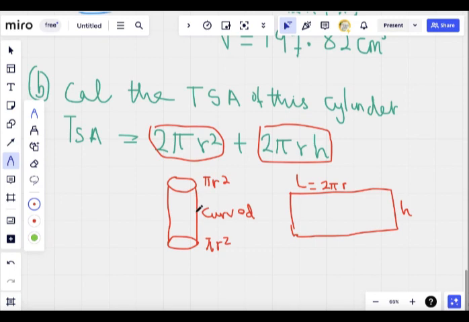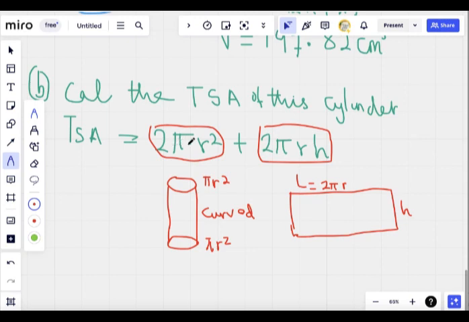The circular part, the curved part, you spread it out. When you cut it, it becomes the rectangular part. Now this curved body part forms the length, which is now our 2 pi r. Multiplied by the height, you get 2 pi r h. This is how we got this formula, 2 pi r h.